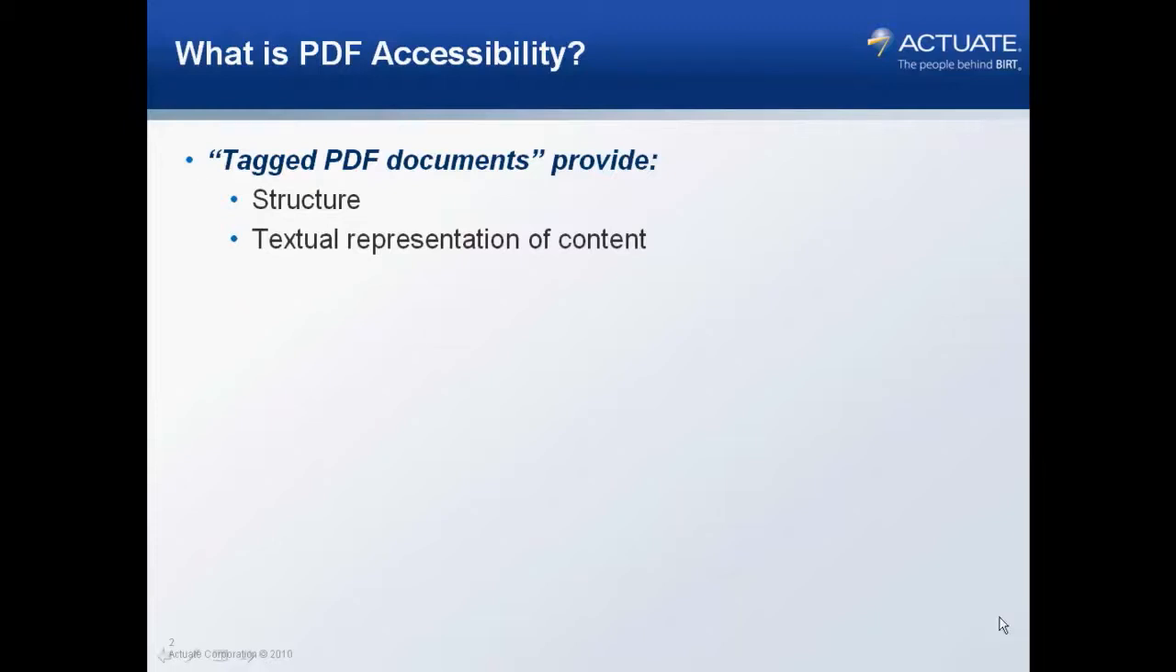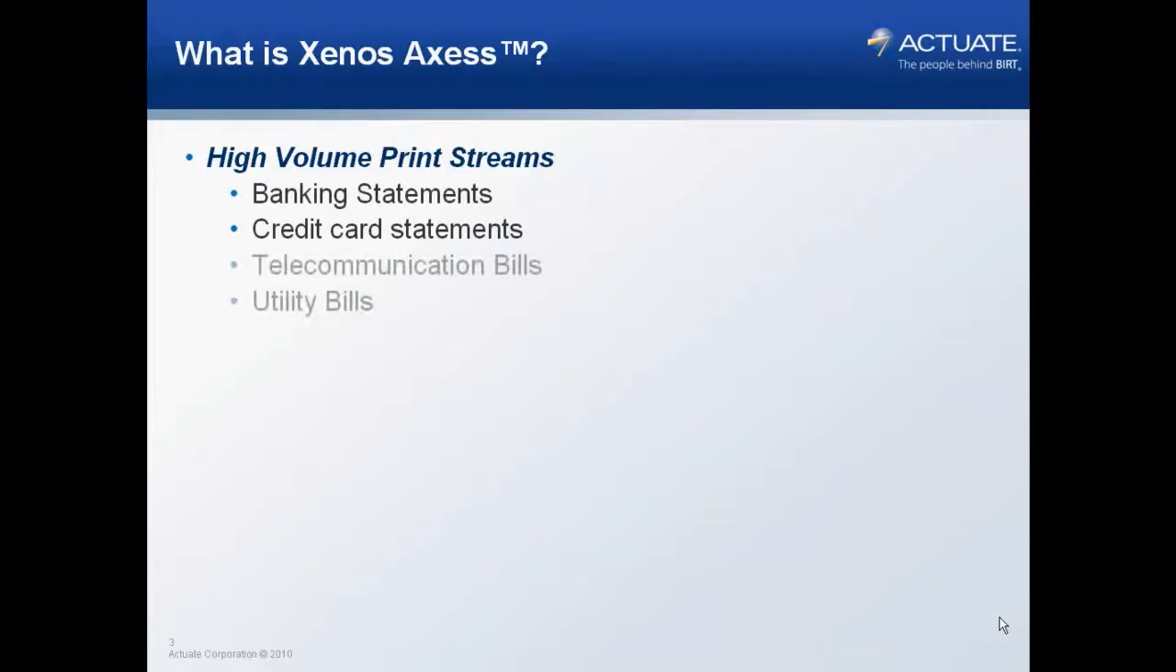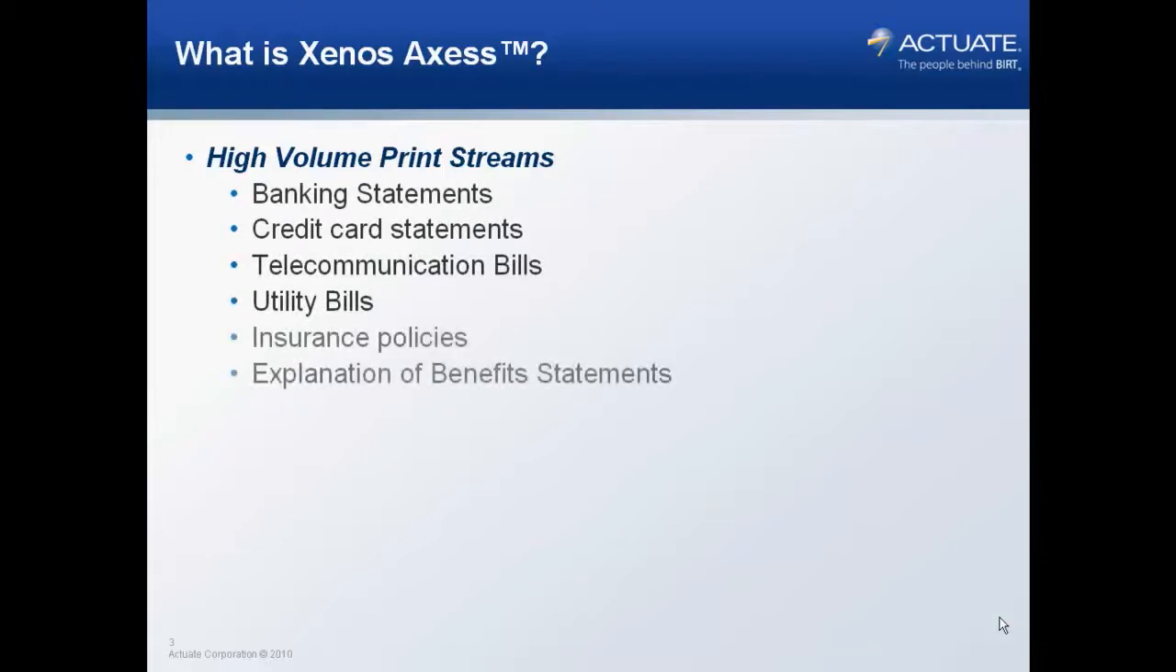Now that you've been introduced to PDF accessibility, I'd like to explain what is Xenos Axess. Xenos Axess is a solution that converts high-volume content in the form of print streams into tagged and accessible PDF documents. These print streams are proprietary printer definition languages that define how a document is to be printed on high-volume printers used for HVTO or high-volume transactional output, such as banking and credit card statements, telecommunication and utility bills, and insurance policies and explanation of benefits.